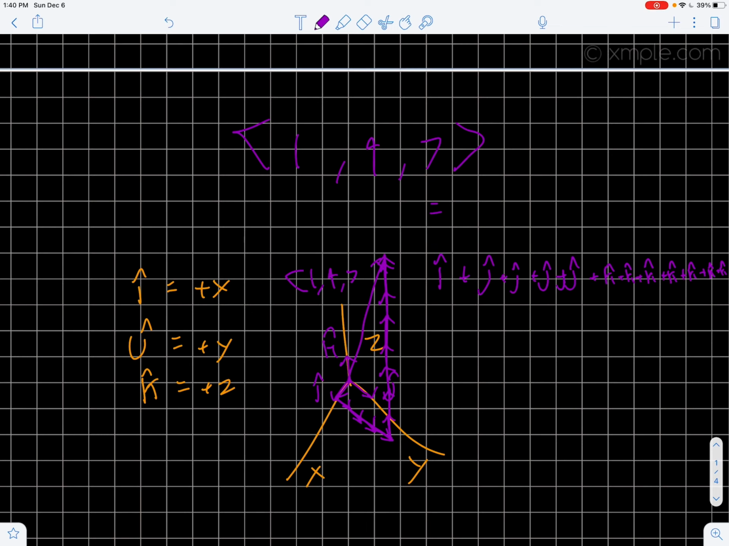Going 1 in the x direction, 4 in the y direction, 7 in the z direction is the same as adding 1 i vector, 4 j vectors, and 7 k vectors. So another way you will see this written is as i plus 4j plus 7k. That is actually a weirdly popular way to write them, as the sum of these unit vectors, which I don't understand at all, because I think this is just so much dumber than this.